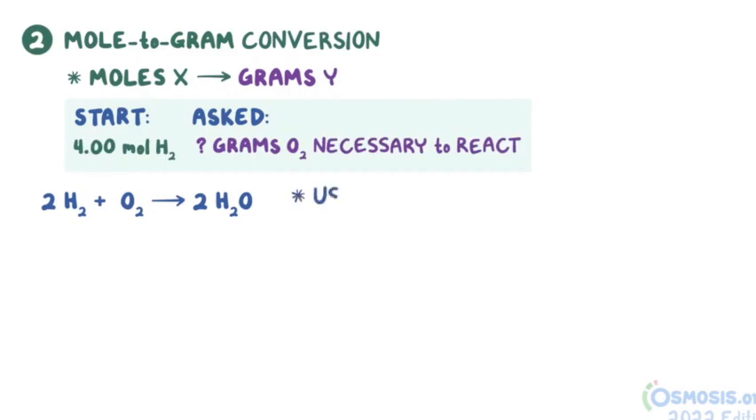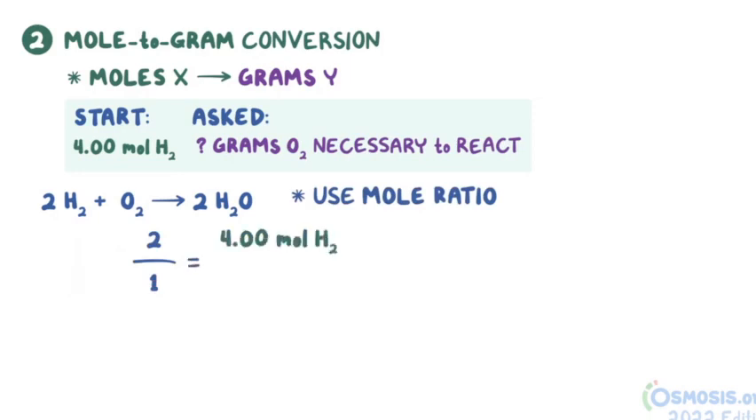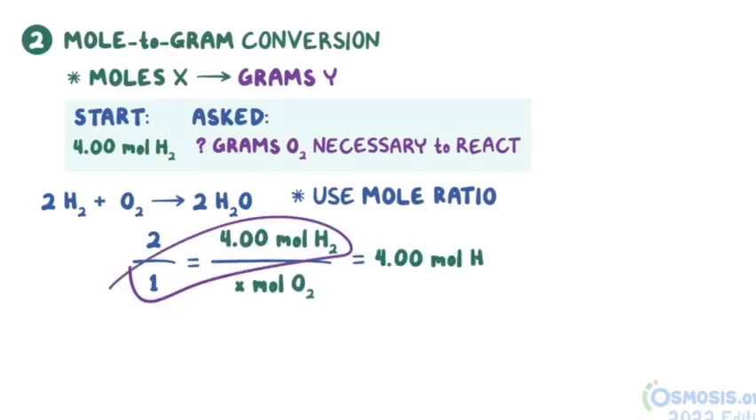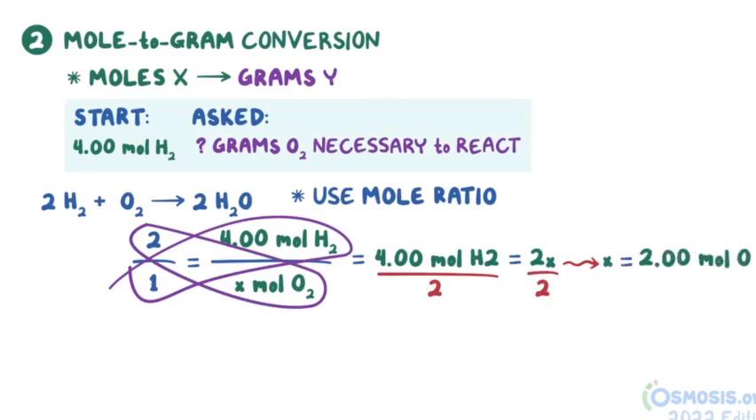We once again use the mole ratio of hydrogen to oxygen, which is 2 to 1, and set up a simple proportion. We write 4 into the numerator, and once again, we use x in the denominator to denote the number of moles of oxygen. So H2 over O2 equals 2 over 1 equals 4 over x. Solving this equation tells us that x equals 2 moles of oxygen.